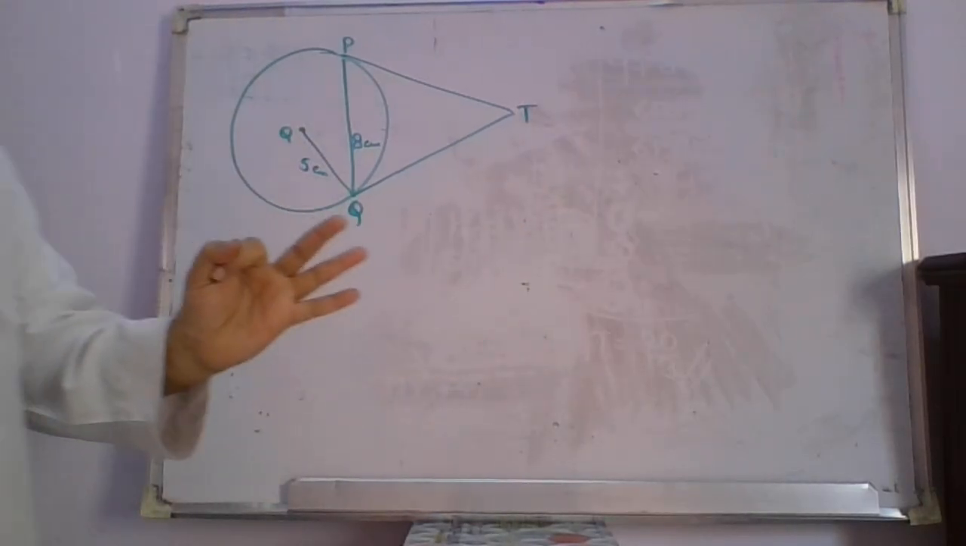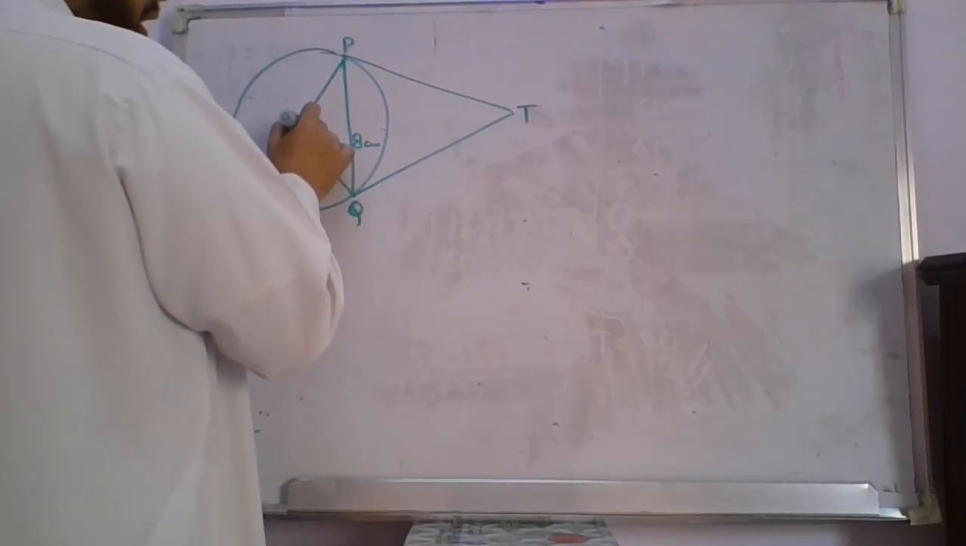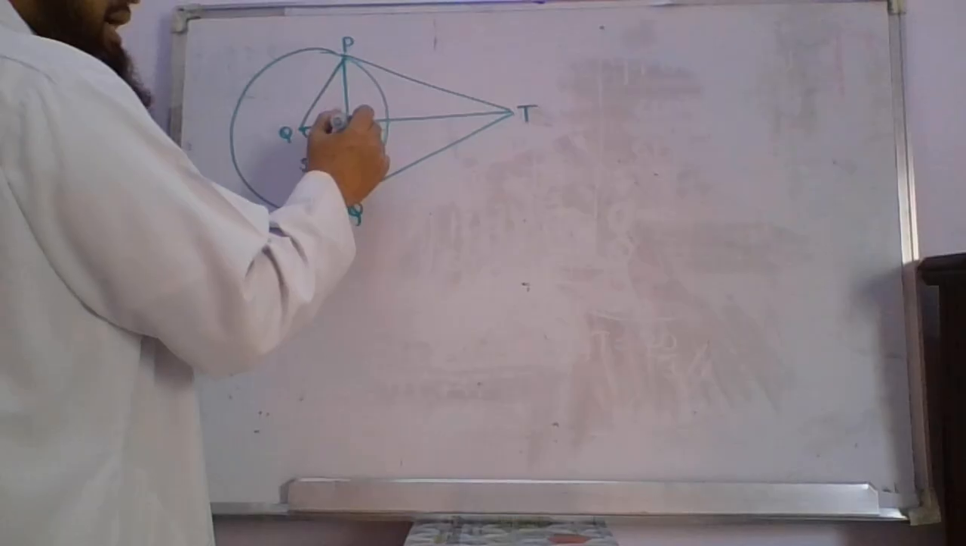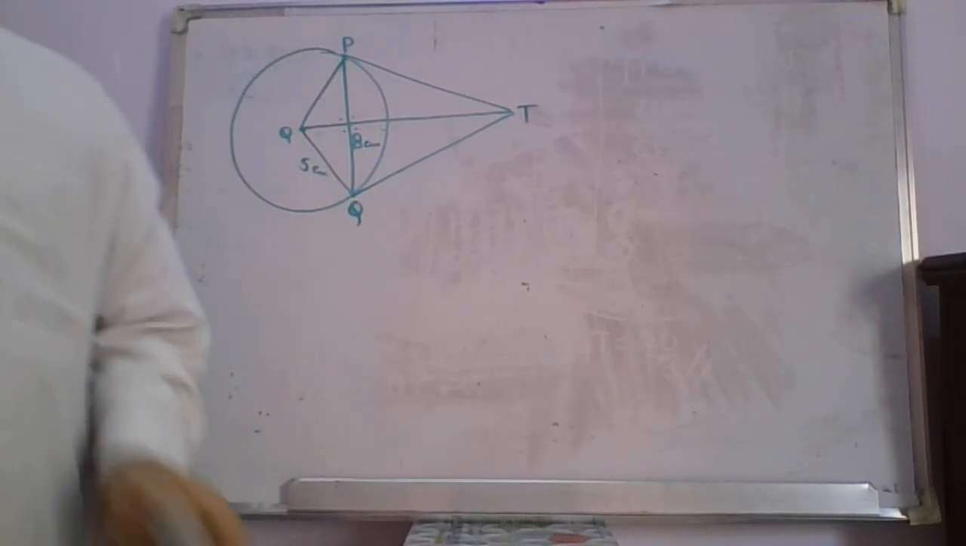See, there are 3 steps mainly. The first thing is, when we join OP and OT, we have to prove that this angle is 90 degrees. That is the first step of this problem.